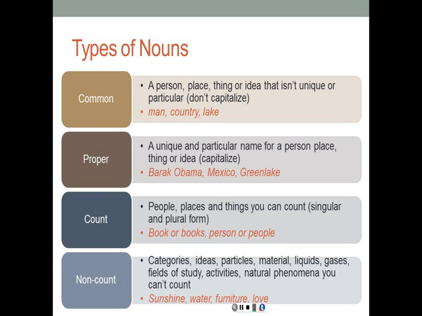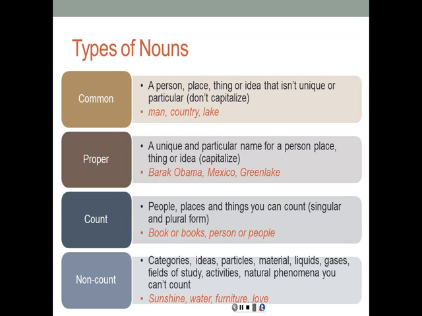Most nouns in English are common nouns. A common noun is a name that is not particular to one person, place, or thing. If the name is unique and refers to one person, place, or thing, then we call it a proper noun. There are 2 rules to remember for common and proper nouns. 1, proper nouns are capitalized, but common nouns are not. Number 2, some proper nouns in English need the article the added to their title.